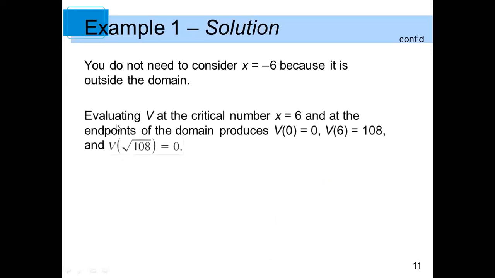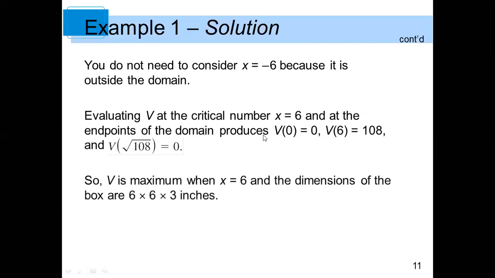It's not inside the domain either. So evaluating V at the critical number x equals 6 and at the endpoints 0 and square root of 108. Now the endpoints 0 and square root of 108 are both going to produce volumes of 0, because that's where you put all of the material in for the height or all of the material in for the base, and it makes the other dimension go to 0. So the only other thing is when x is equal to 6, and that's the dimension for the base. So that volume is going to be 108.